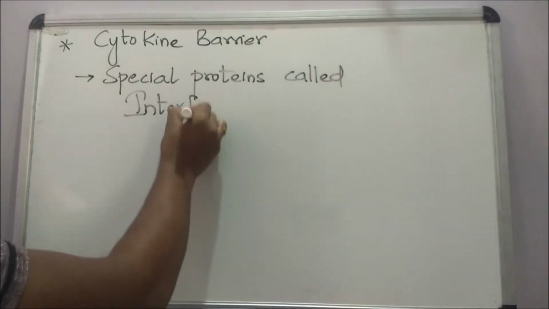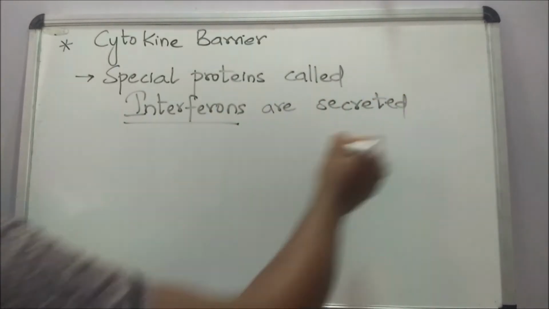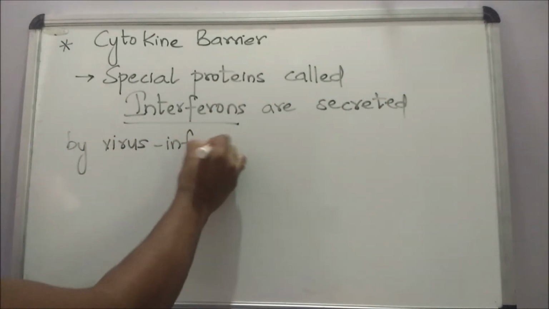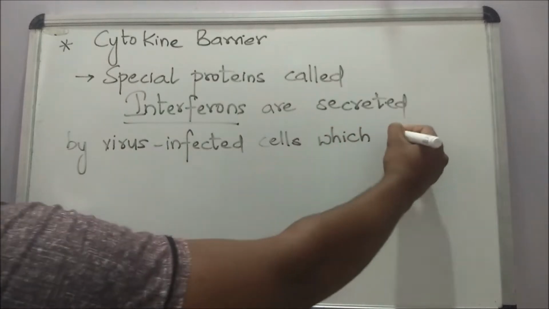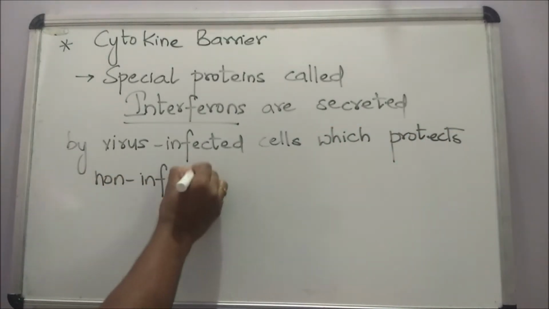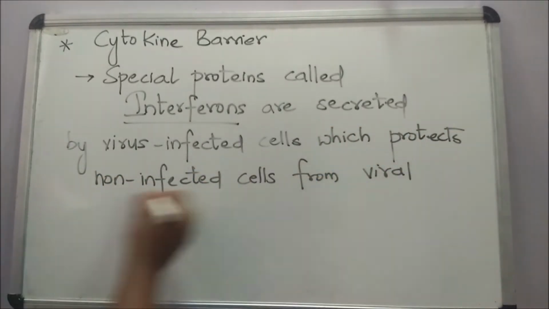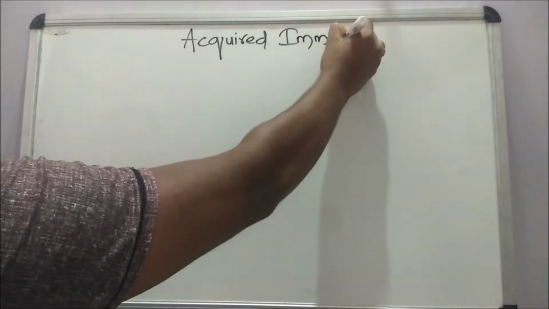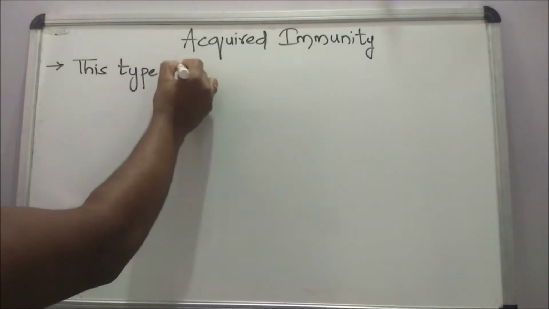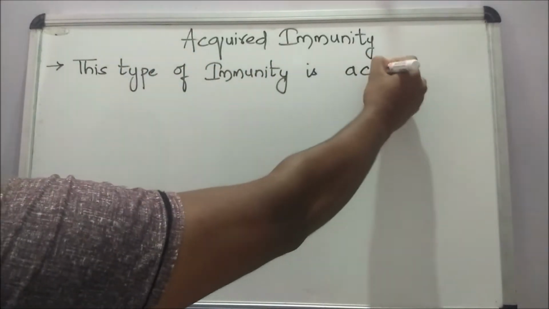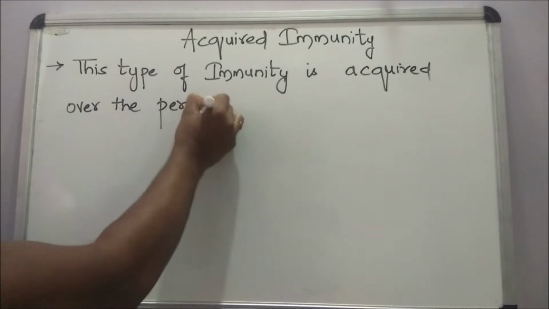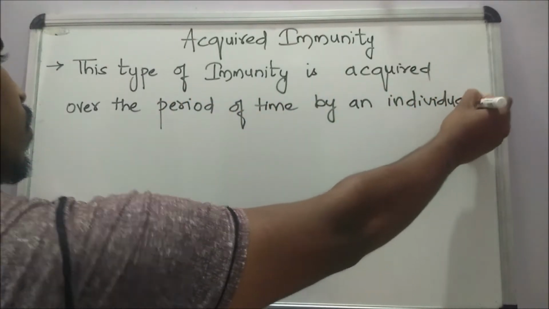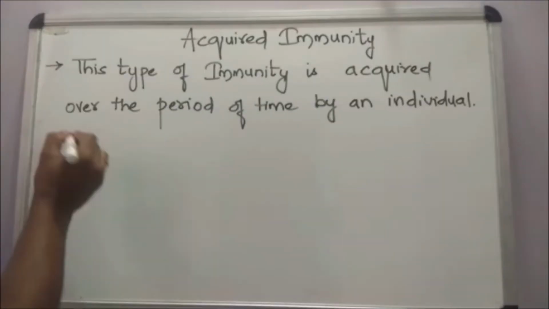There are special proteins called interferons which are secreted by virus-infected cells, which protect the non-infected cells from viral infection. Now let me explain about acquired immunity. This type of immunity is acquired over a period of time by an individual. Say for example, whatever immunity we have acquired after birth throughout our life is called acquired immunity.